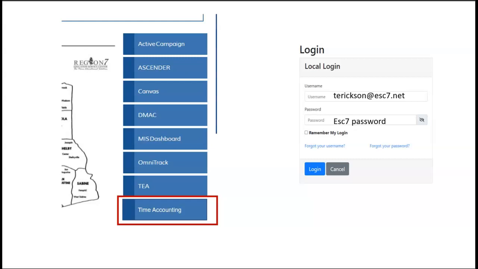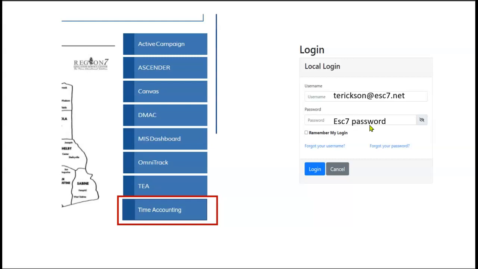So let's get into the new time accounting system. The way you access it is from the intranet, and you'll see that it's on the right hand side, and it says time accounting, and you'll click on it. Then you'll log in with your email address and your ESC7 password. So there's no extra passwords to keep up with. It's always going to be your ESC7 password.